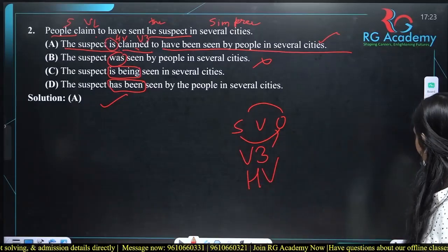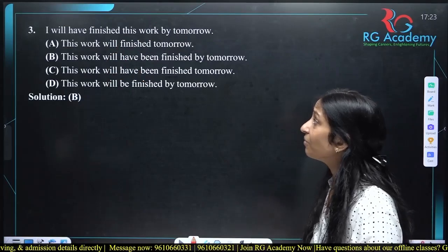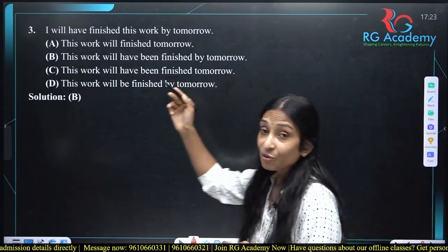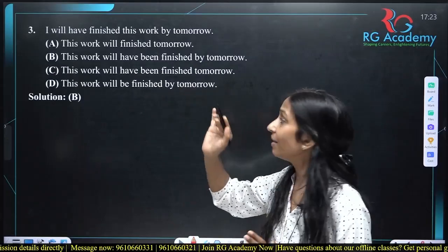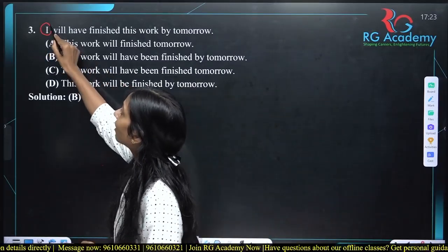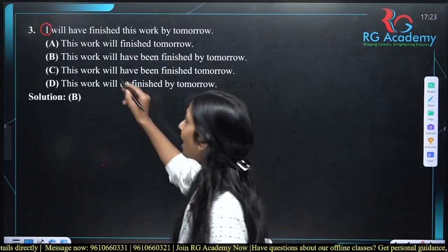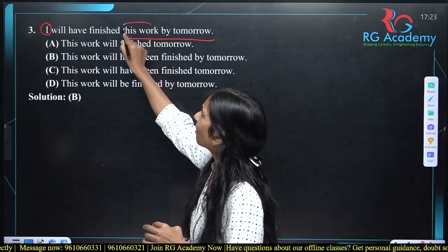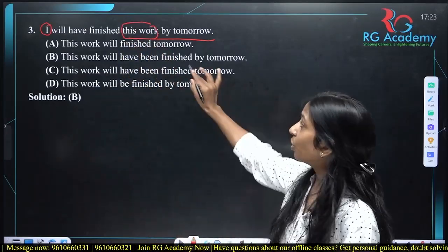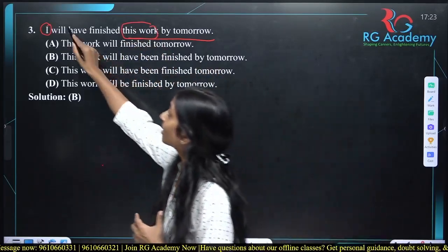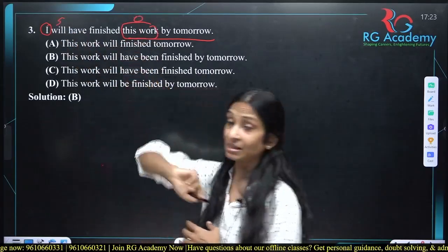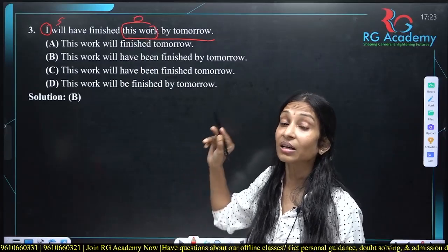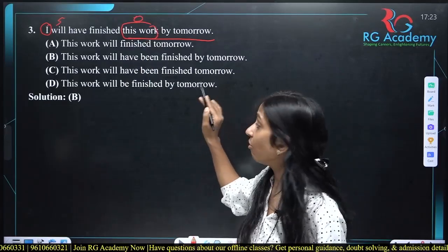So let us move to the third question, children. I will have finished this work by tomorrow. Now, first of all, we need to identify subject and object, right? So here the subject is I and the object is this work. So this is correct, right? Now identify the tense of the sentence. It is future tense, right? So the sentence is of future tense.